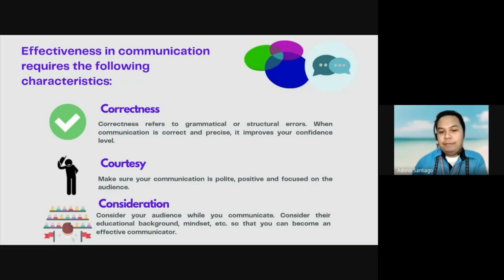Next is consideration. We need to consider our audience while we communicate. Are they still interested in what you're trying to say? Are they hungry as of the moment? Do they understand what you're trying to say? Because you do have different educational backgrounds. Do you have the same mindsets? So that you can become an effective communicator. So it is important that before you speak in front of other people, you need to know their educational background and their culture, so that you will be on the same page.